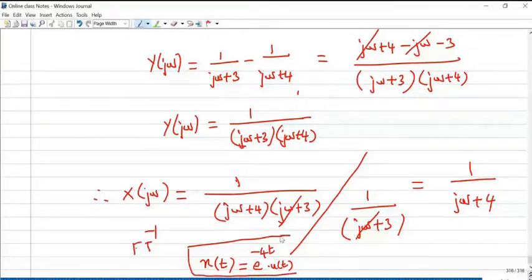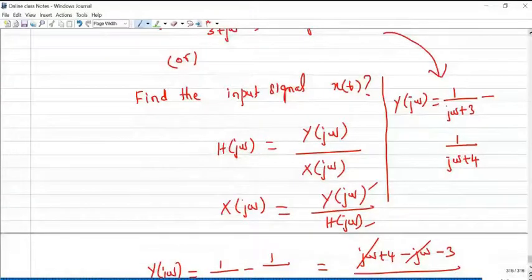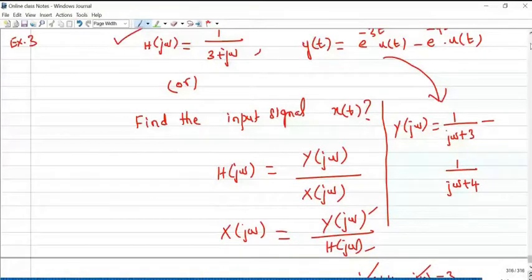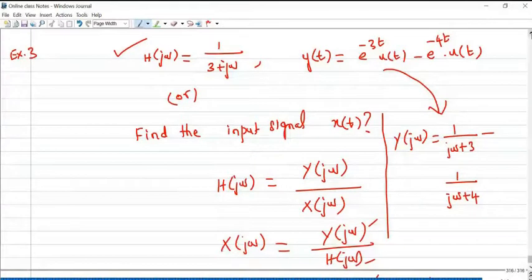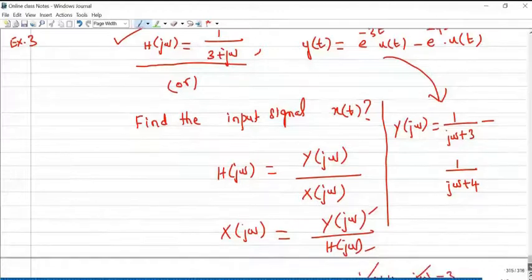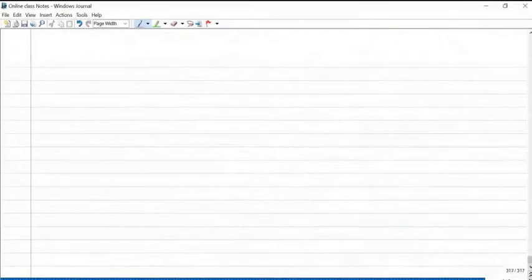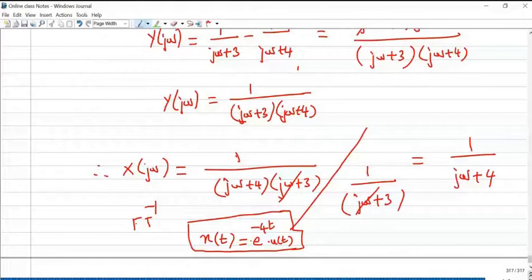So please remember, if the differential equation is given, obtain your transfer function H of jω like the previous two problems, or if H of jω is directly provided, then it is easy for you. Provided with H of jω and y of t, in this example we have found x of t, the actual input to the system.